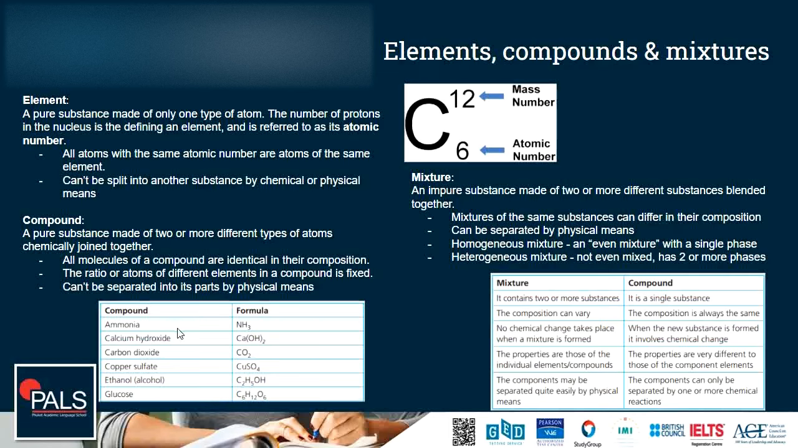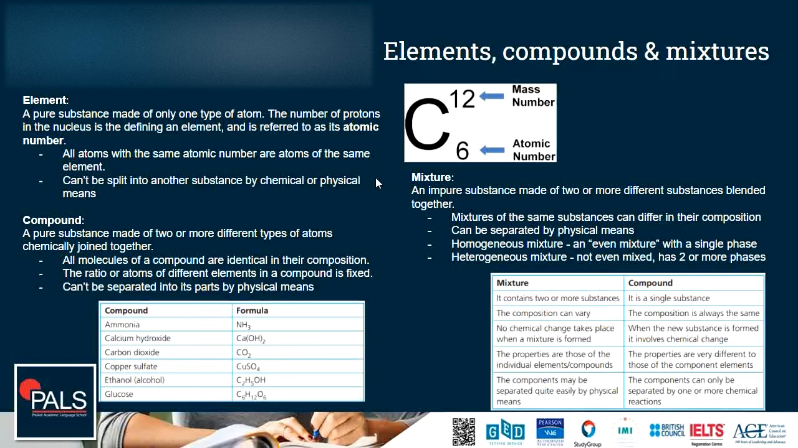Some examples of compounds here in the table below: ammonia, NH3. So we have a fixed ratio of 1 nitrogen and 3 hydrogen atoms here. Or calcium hydroxide, carbon dioxide, fixed ratio of 1 carbon to 2 oxygens, copper sulfate, ethanol, which is alcohol, or glucose with a ratio of 6 to 12 to 6 carbon, hydrogen, oxygen atoms in a molecule of glucose.